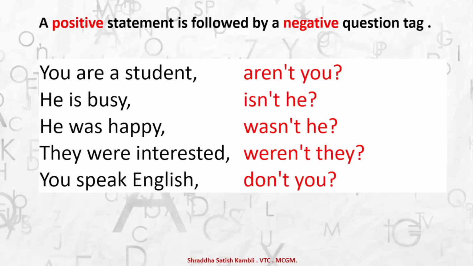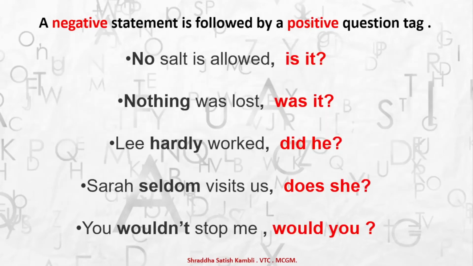So, see, when the statement is positive, when there is an are used, you make it aren't. When it is is, you make it isn't. When it is was, you make it wasn't. When it is were, you make it weren't. When it is speak, you do speak English, and you make it don't you. So, when it is a positive statement, it is always followed by a negative question tag. And just the opposite, when it is a negative statement, it is followed by a positive question tag.